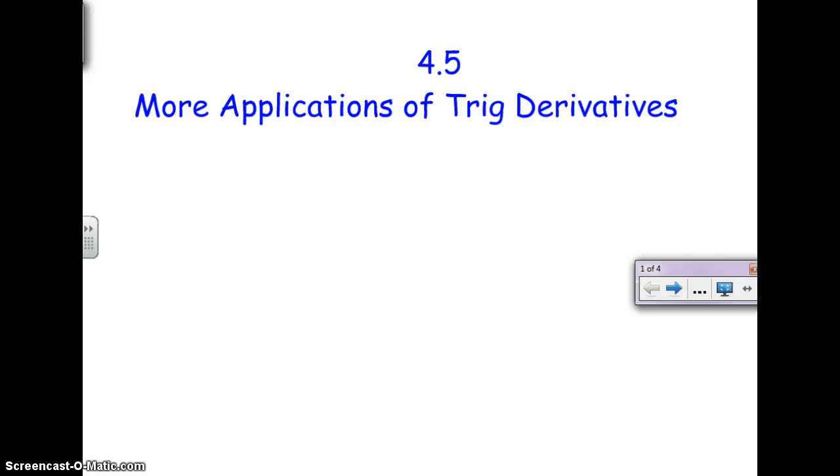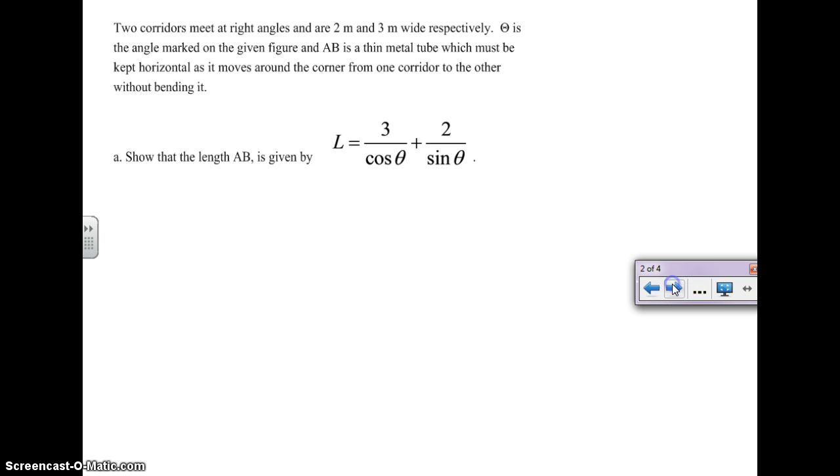Hi IB, we are on your very, very last application to trig derivatives day for this unit. So we are talking all about taking the derivative of trig functions, but we are going to apply them to a different situation. So word problems and real life situations.